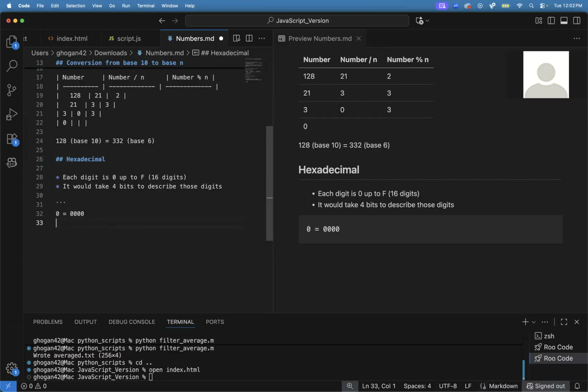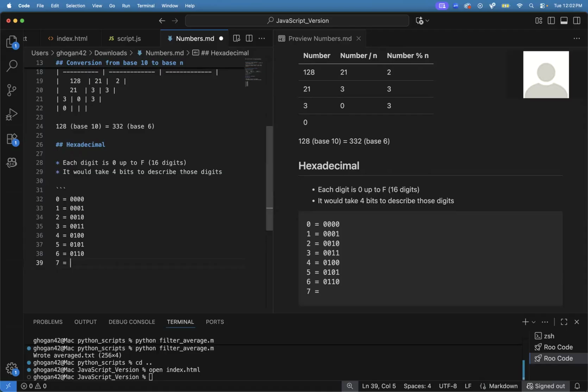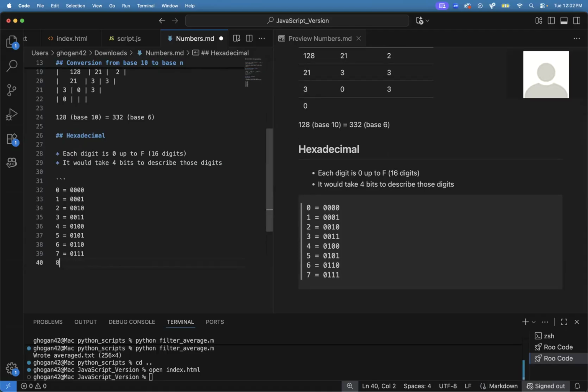0 is 0000. 1 would be 0001, right? 2 could be 0010. 3 could be 0011. 4 could be 0100. 5 could be 0101. 6 is a 4 and a 2, so that's 0110. 7 is 0111. We finally get up to 8, which is 1000.